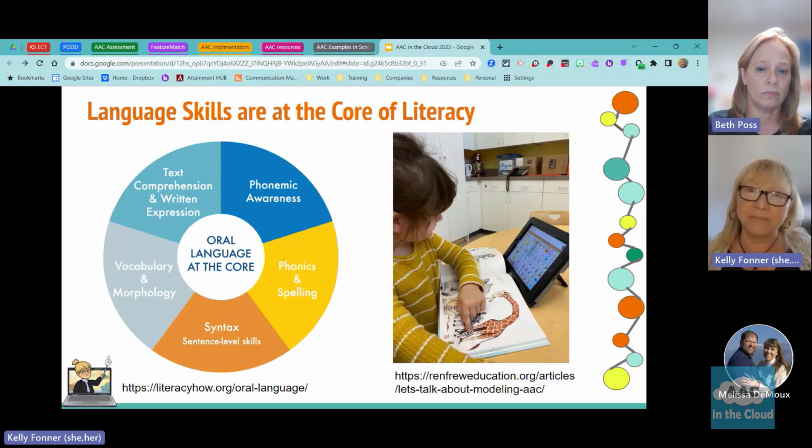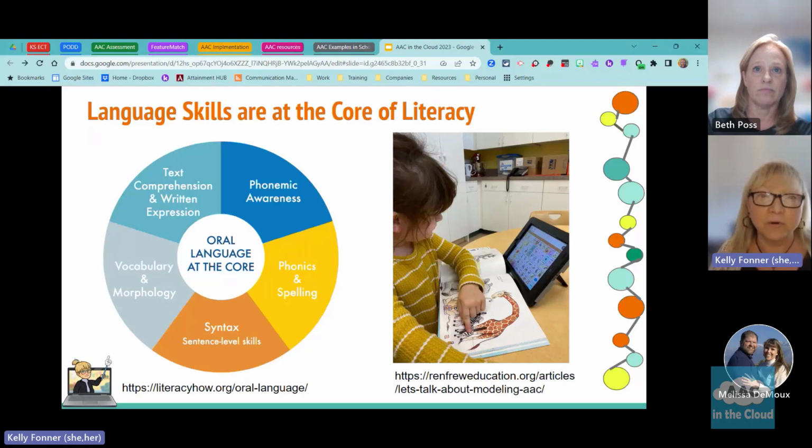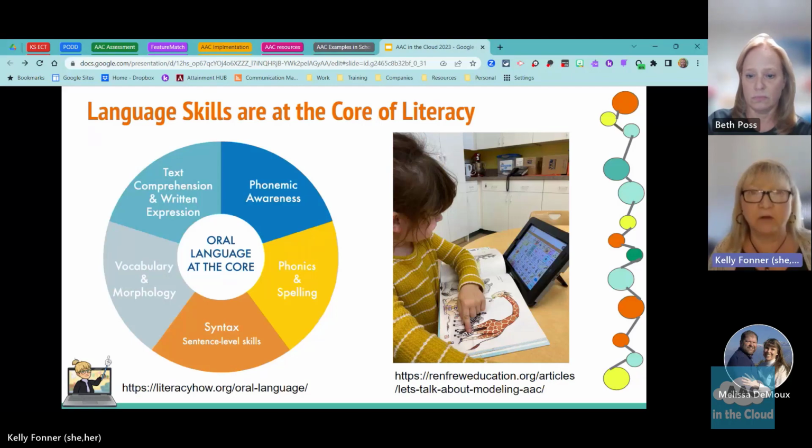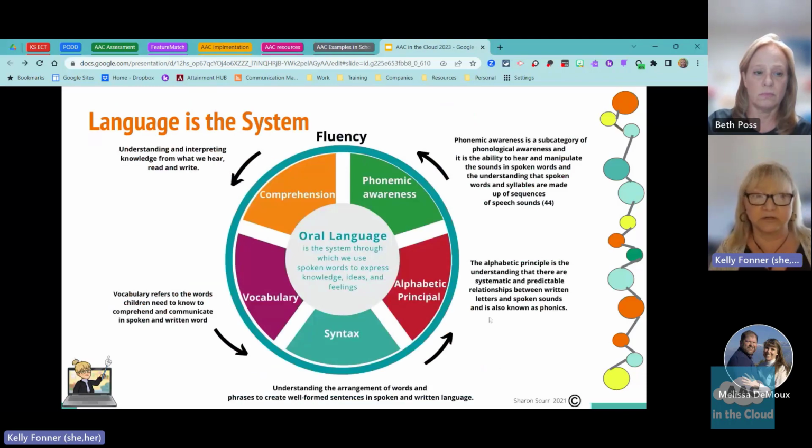And we're talking a lot about communication during this session and throughout the AAC in the Cloud conference, and remembering that language skills really are at the core of literacy skills. So whether we're talking about phonemic awareness, or phonics and spelling, or syntax, or vocabulary and comprehension and writing, all of those things involve language and building language skills. So we're going to be sharing with you activities and ideas that really work on the language skills of literacy.